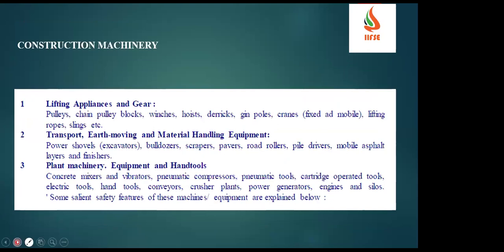Then what are the various machines used in the construction sector? Definitely we use lifting appliances and gear, transport and earth moving, and also material handling equipment. And also we use plant machinery, equipment and other hand tools. Okay, we'll see what all we use with respect to the lifting appliances. We will use pulleys, chain pulley blocks, winches, hoists, derricks, gin poles, etc. In the transportation of earth movers, we'll use bulldozers, scrapers, pavers, road rollers, etc. With respect to plant machinery, we use concrete mixers, vibrators, pneumatic compressors, and pneumatic tools, etc. Now we'll see in detail.